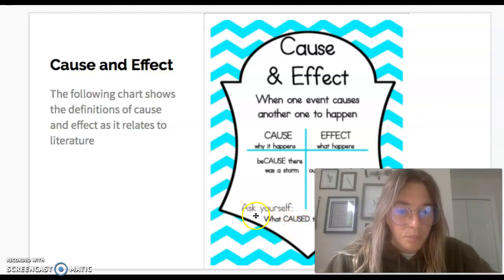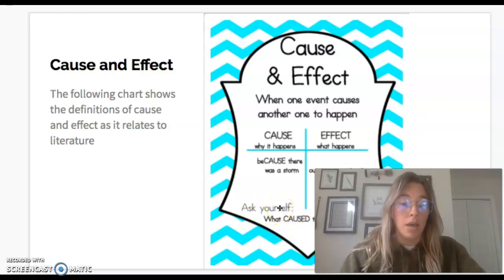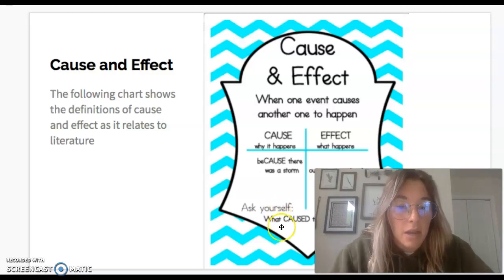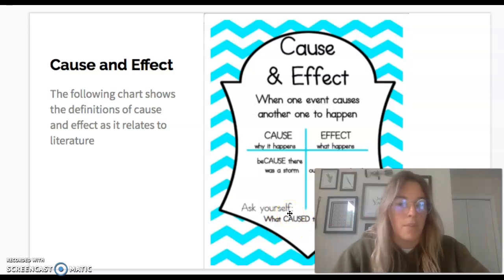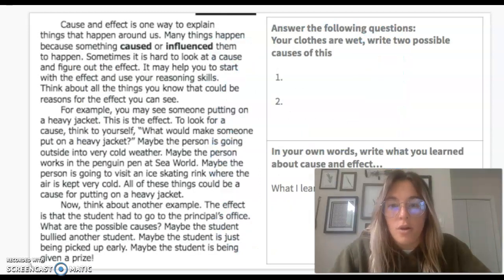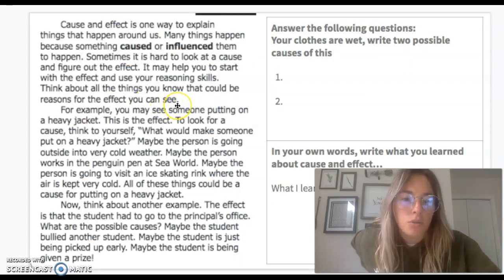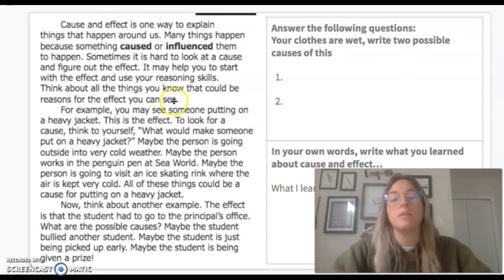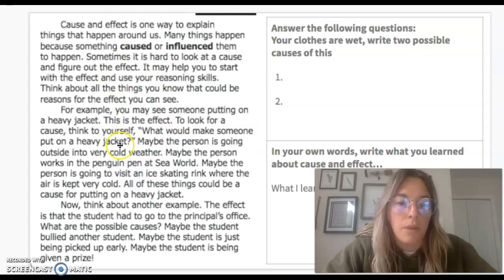So then something you can do while you're reading a passage that's asking you to look at cause and effect, ask yourself, what caused this effect? What caused this to happen? All right, so here's a short text that is going to talk to you a little bit more about cause and effect. After you read this short little passage, you are going to answer the following questions.